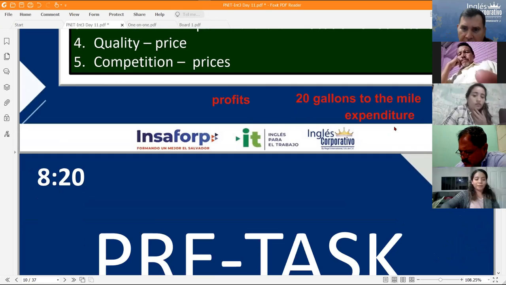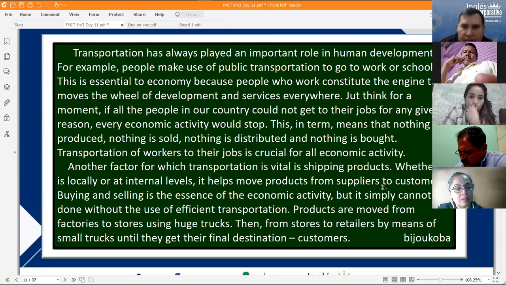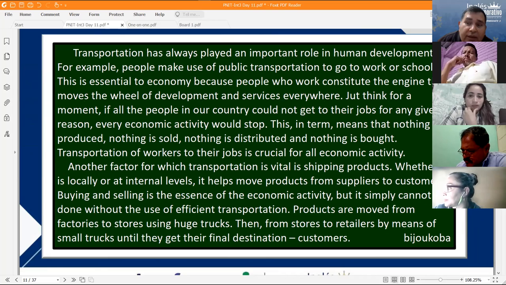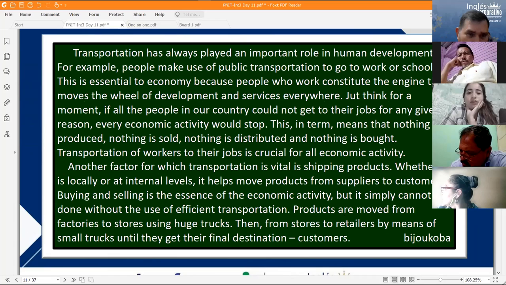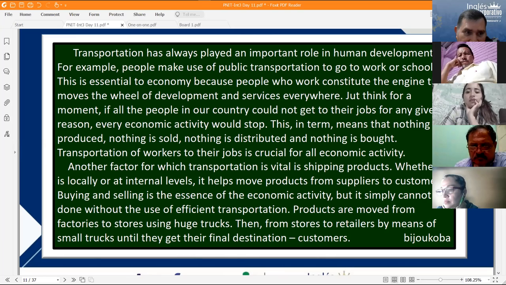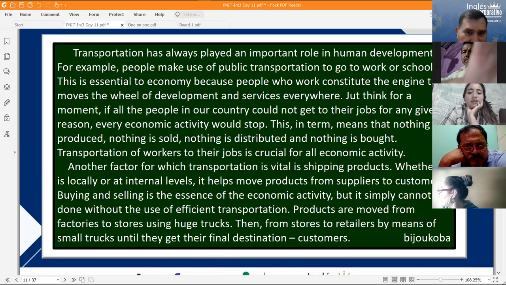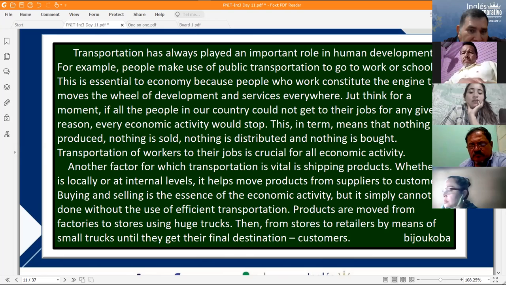Okay. Transportation. You say, teacher, in the topic it said place and promotion. Yes. Place is where you sell the merchandise. But transportation is important regarding place. So check over here. Transportation has always played an important role in human development. For example, people make use of public transportation to go to work or school. This is essential to the economy because people who work constitute the engine that moves the wheel of development and services everywhere. Just think for a moment. If all the people in our country could not get to their jobs for any given reason, every economic activity would stop. This, in turn, means that nothing is produced, nothing is sold, nothing is distributed, and nothing is bought. Transportation of workers to their jobs is crucial for all economic activity.